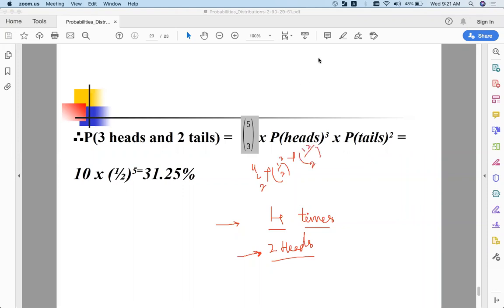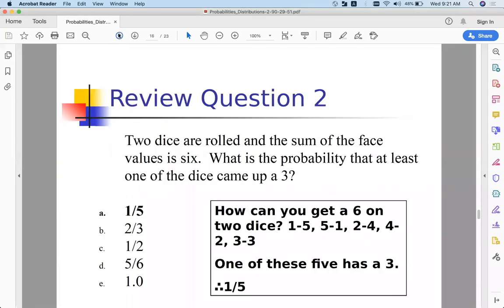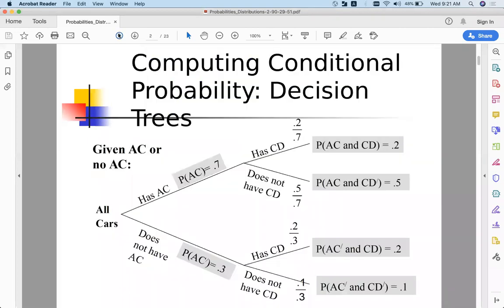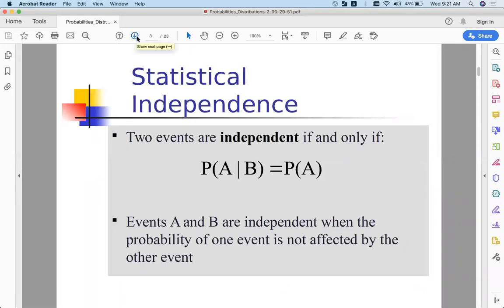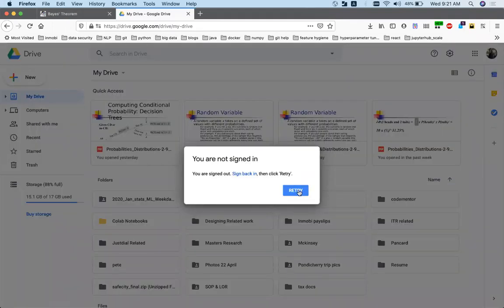Okay, so like this, if you keep practicing, it will become more and more easy for you guys. So that is the basics of conditional probability and the basics of binomial probability distribution.